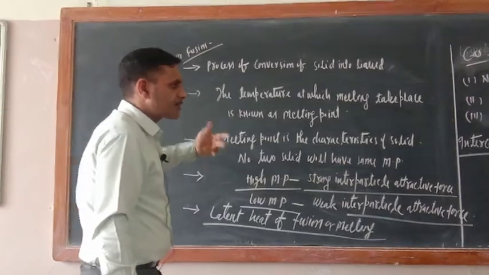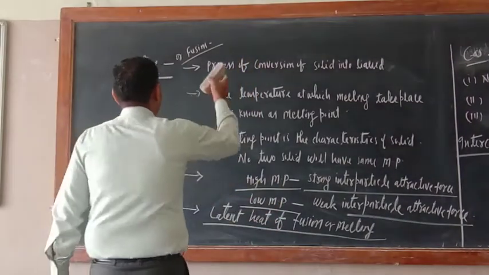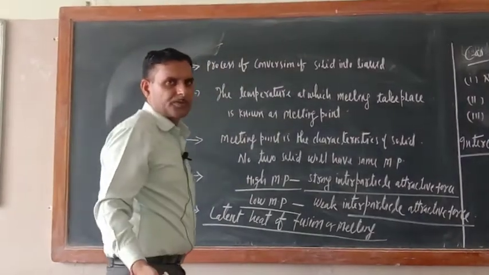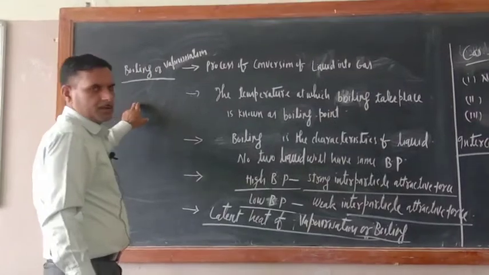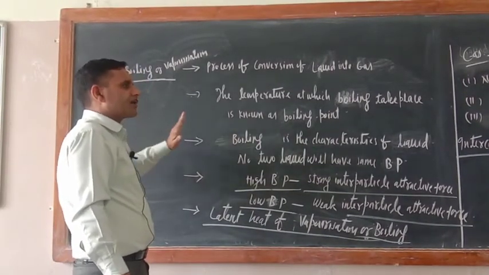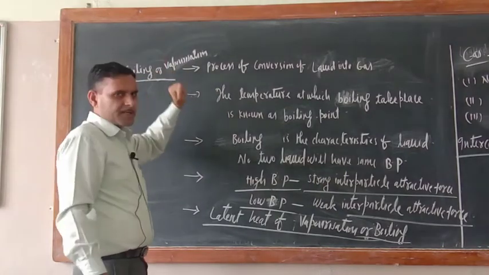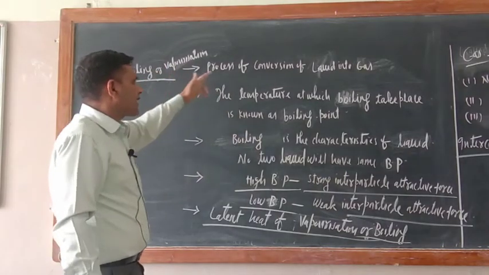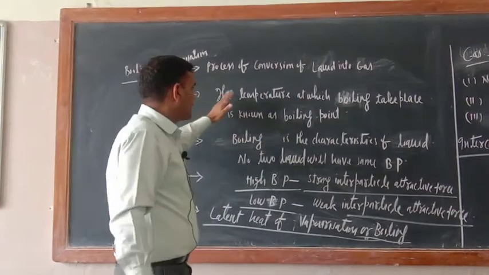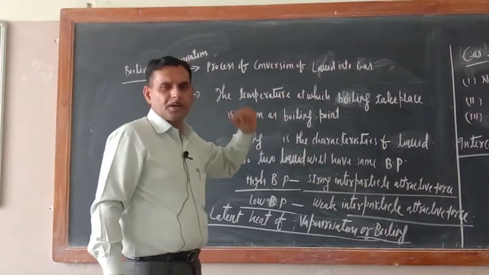Now the next process is conversion of liquid into gas. So here the new process you will write, I will edit here only. The next process which is involved in the interconversion of states of matter is known as boiling or vaporization. What is this one? The process of conversion of liquid into gas. And the temperature at which boiling takes place is known as boiling point.